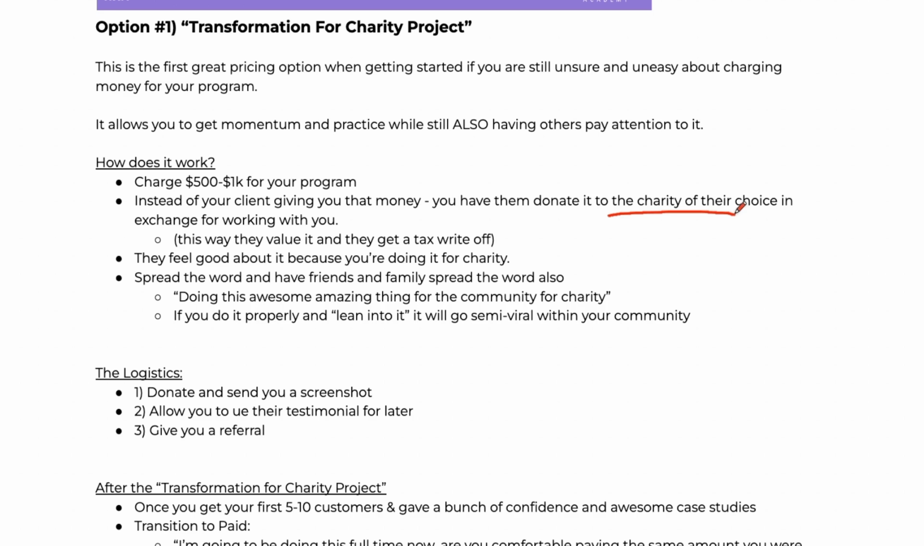And on top of that, and this is huge, is when you actually launch, quote unquote, this project. The reason you call it a project is that you're making it clear that we're going to make a big deal out of this. You want to spread the word. You want to have your friends and family spread the word, like, hey, this is something that you're actually doing.